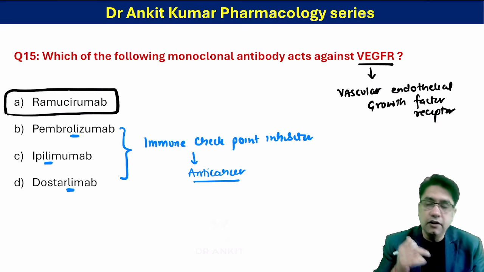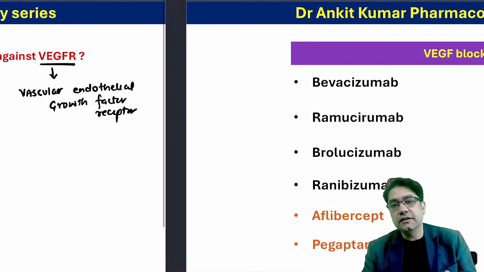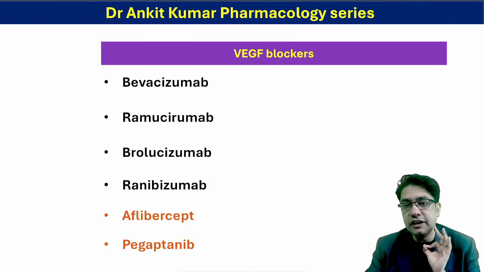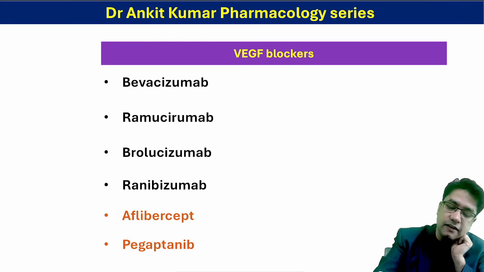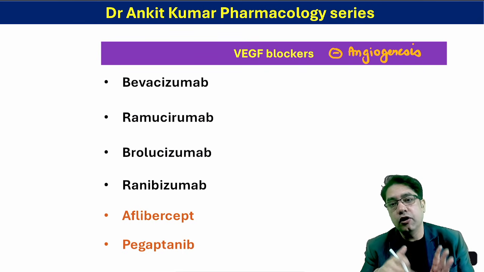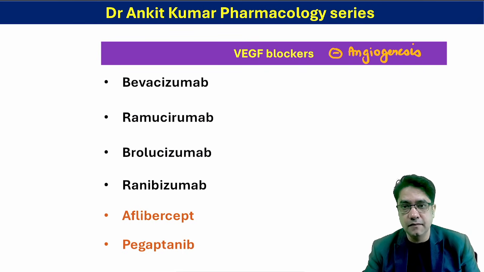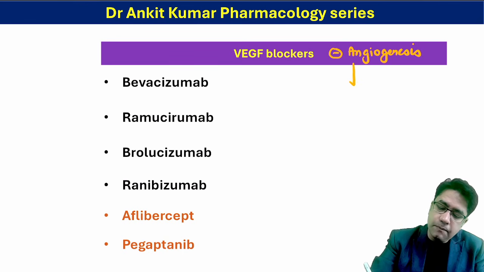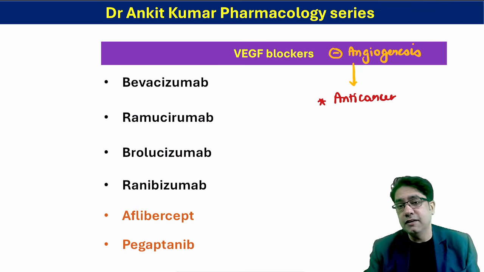So let's focus on ramucirumab. Which drugs act or block VEGF, vascular endothelial growth factor? By blocking vascular endothelial growth factor, they inhibit angiogenesis. Angiogenesis means they block the formation of new blood vessels. Where are new blood vessels produced? Remember, new blood vessels are produced in cancers. So these drugs are anti-cancer drugs because cancer cells make their own blood supply.